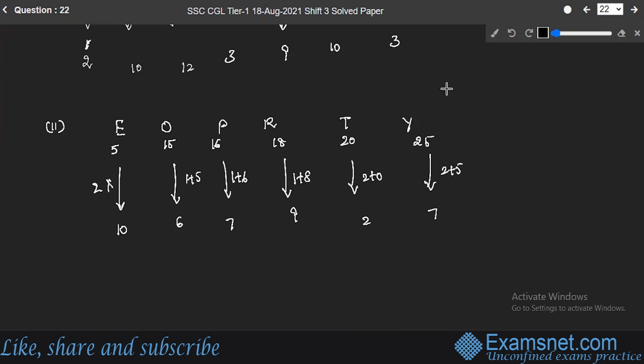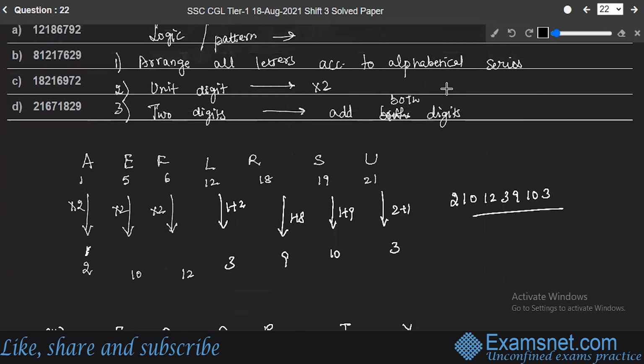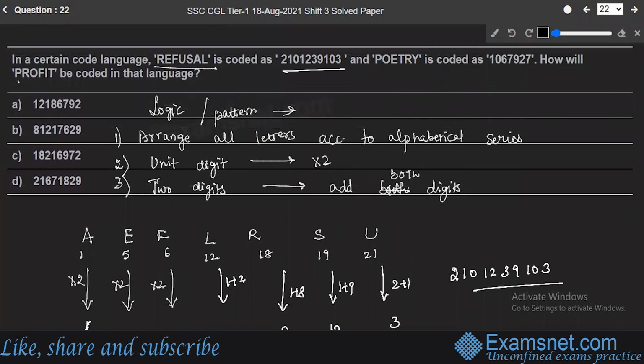So what is the code now? It is 1067927. Okay, this 7 is extra. So 1067927. This is the code. Now you have to find out the code for the word profit.